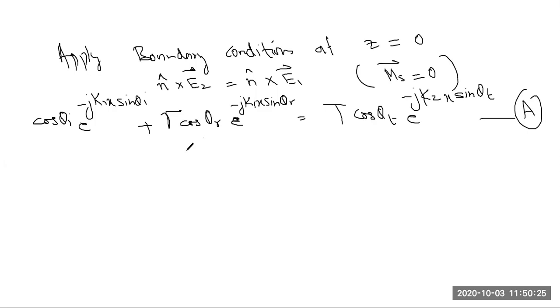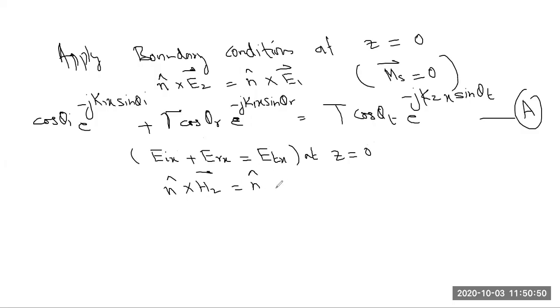So from where you will get this condition, let me write it down. What we have done is we have taken EIX plus ERX, and we have taken it to be equal to ETX at Z equal to 0. Okay. Similarly, what is the other boundary condition? That is N cross H2 must be equal to N cross H1, and the reason is JS is 0. So the tangent component of magnetic field will also be continuous.